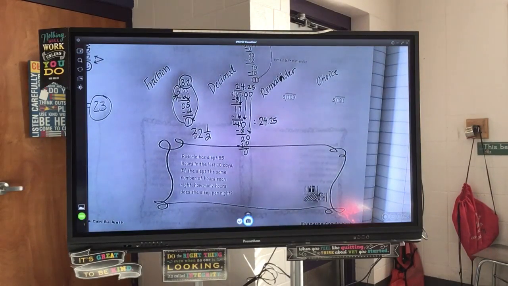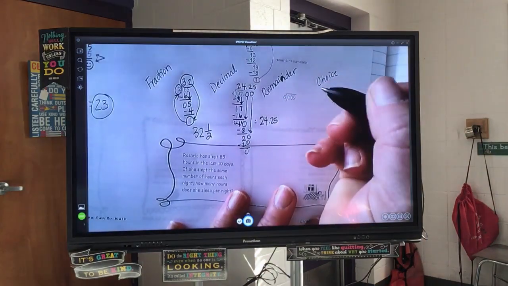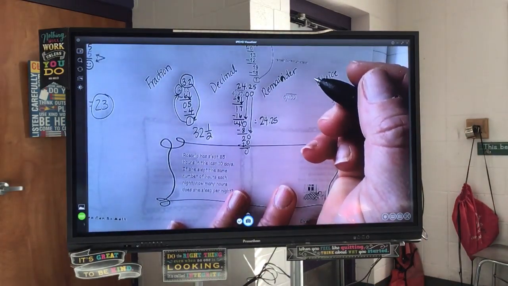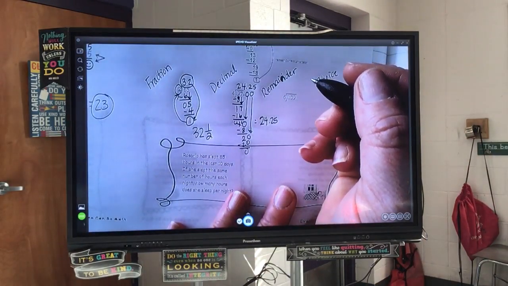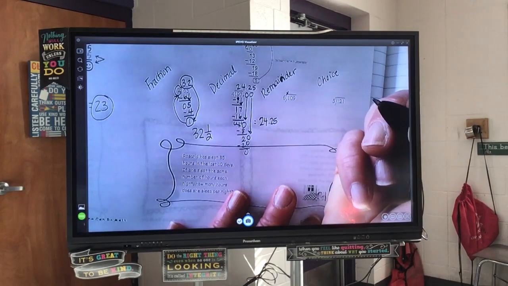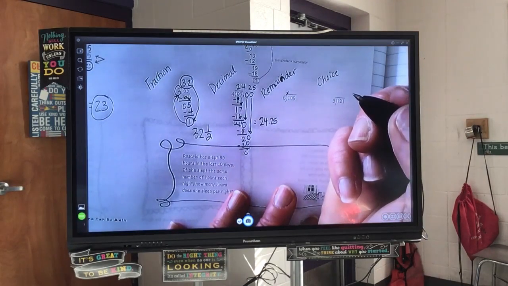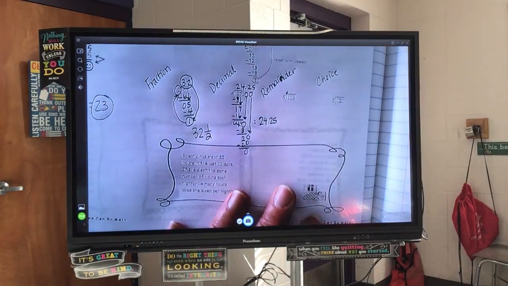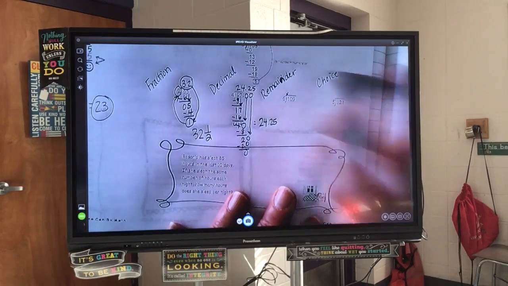All right, the next one, 109 divided by 6. What do we multiply 6 by to get 1? Anything? No. All right, what do we multiply 6 by to get 10? You have to put your hand up. Noah.